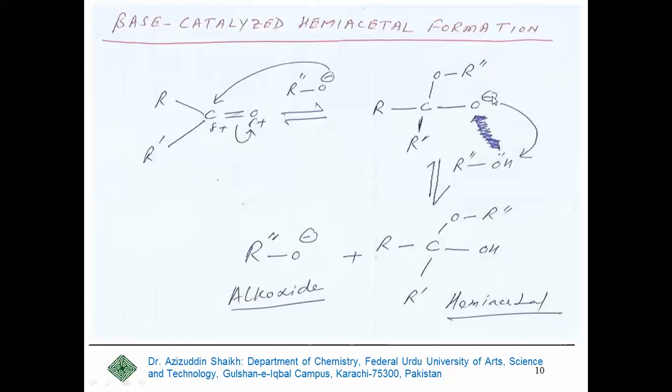This OR is attached with this carbon, and this oxygen, which has negative charge, will take H plus from alcohol. Then this is OH and this is OR, and RO will be removed, alkoxide ion. The alkoxide ion is added, then it will be removed at the end. This is hemiacetal formation. This is hemiacetal in base catalyzed reaction.